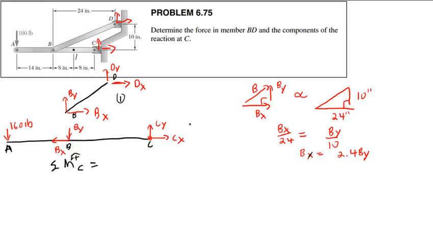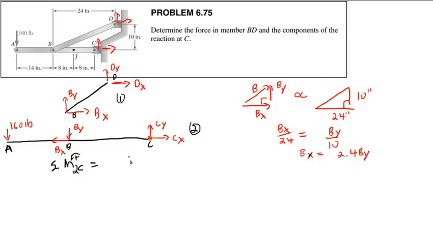Let me call this member 1 and this member 2, and then I'll indicate this by saying sum of moments 2 about point C. This means the sum of moments on object 2 about point C. What's really powerful about this is that it makes things a lot simpler. BY is going to generate a moment here about C, but CY, CX, and BX none of them will generate moments about that point.